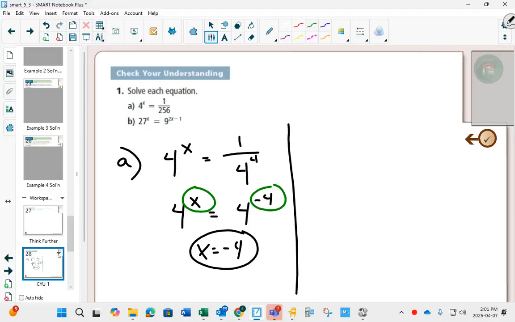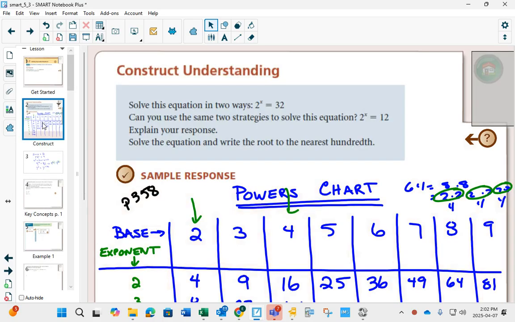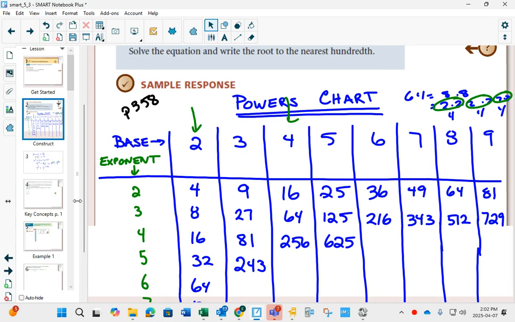All right. So it just so happened that 256 was on my powers of 4, so I could keep them as powers of 4. Is 27 in your powers of 9 chart? No. So this one we're going to have to look. In what column is both 9 and 27? Go back and scroll up. See in your powers chart, is there a column that has both 9 and 27? Here they are. They're in your powers of 3.